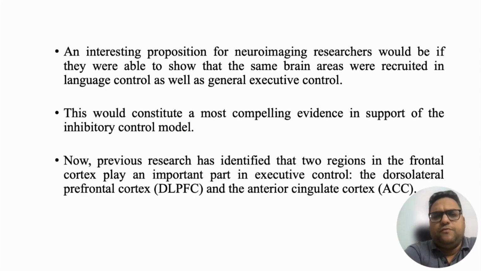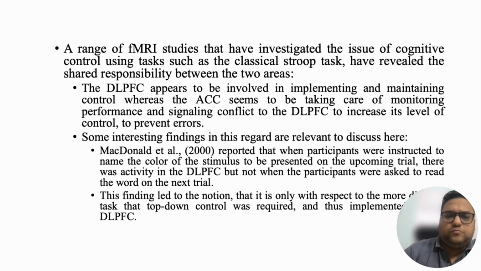An interesting proposition for neuroimaging researchers would be if they were able to show that the same brain areas were recruited in language control as well as general executive control. This would constitute the most compelling evidence in support of the inhibitory control model of David Green. Now, previous research has identified that two regions in the prefrontal cortex actually play an important role in executive control. The regions are the dorsolateral prefrontal cortex and the anterior cingulate cortex. A range of fMRI studies that have investigated the issue of cognitive control using tasks such as the classical Stroop task have actually revealed the shared responsibility between these two areas.